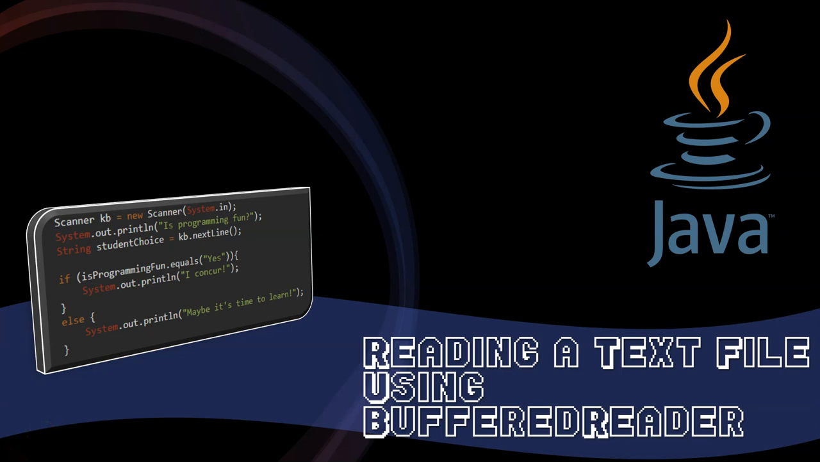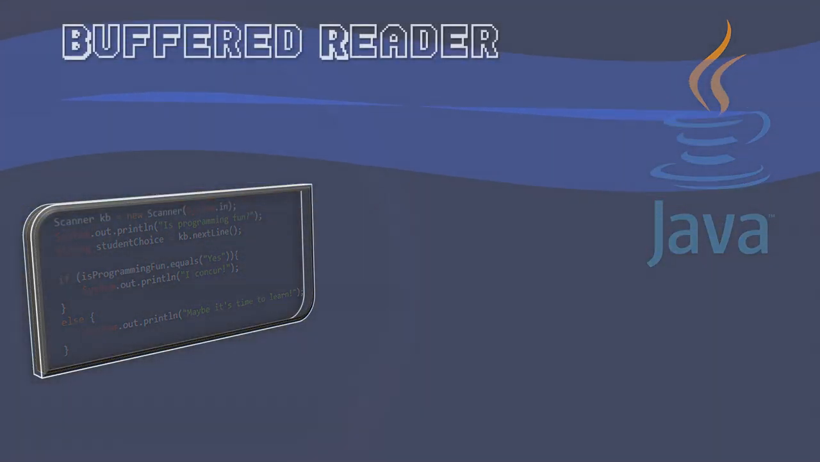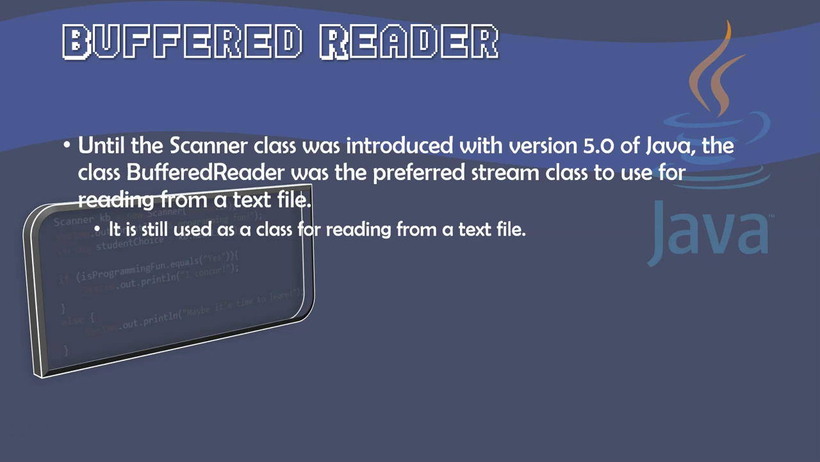And welcome back. As we continue looking at file I/O, we're now going to look at this with the BufferedReader class instead of the Scanner class for reading in a text file. So what is the BufferedReader class? Until the Scanner class was introduced in version 5.0 of Java, BufferedReader was the preferred stream for reading from a text file. In fact, it's sometimes still used as a class for reading from a text file.